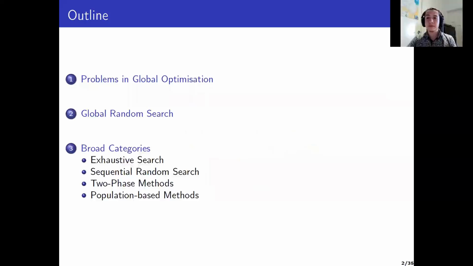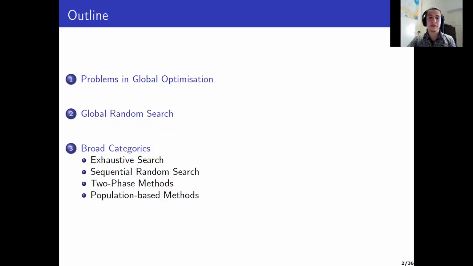So our presentation is divided into these three categories. First, I'll introduce some problems that we might stumble upon when dealing with global optimization. Then Xintao will introduce some formalities on local versus global optimization and global random search.